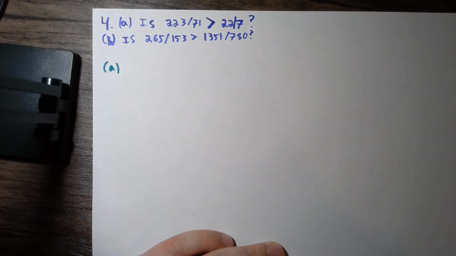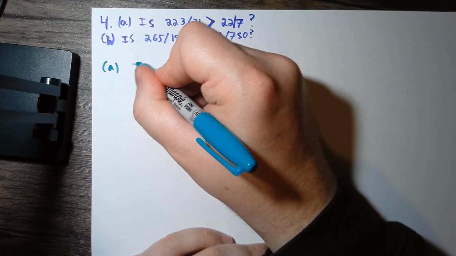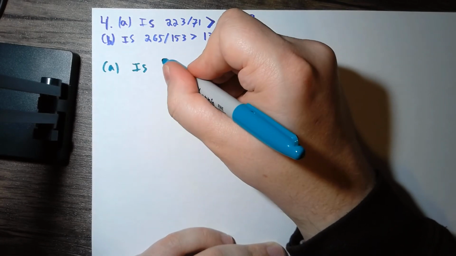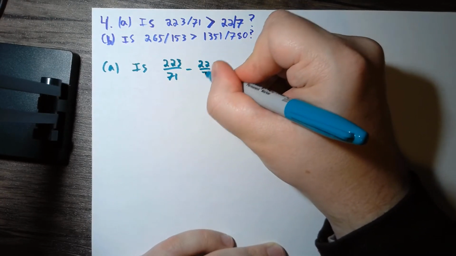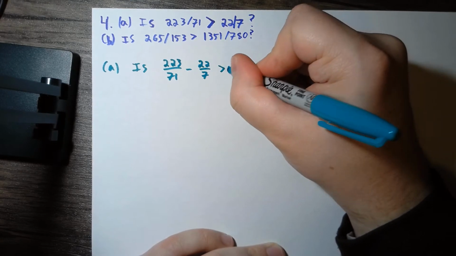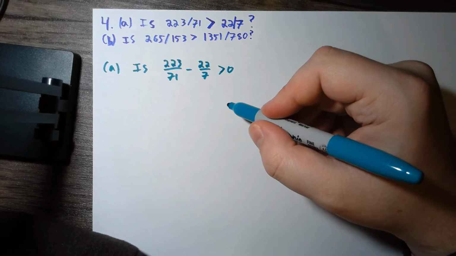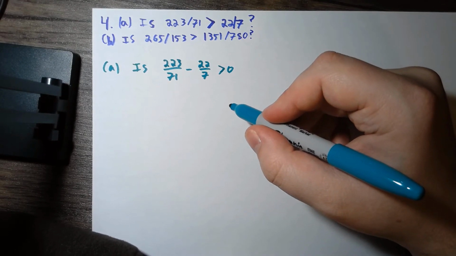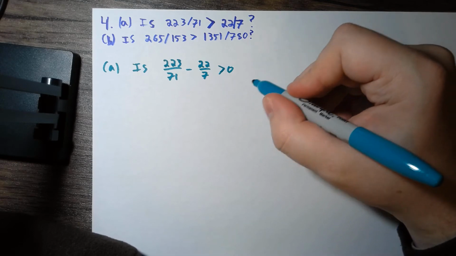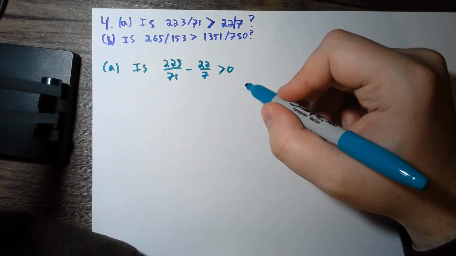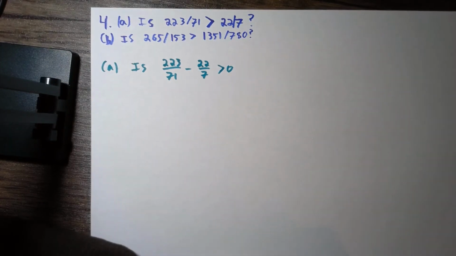Well, this is the same as asking, is 223 over 71 minus 22 over 7 greater than 0? Is this positive? And so how could we simplify this? Well, we could get a common denominator. So we could multiply this entire thing by 7 times 71.